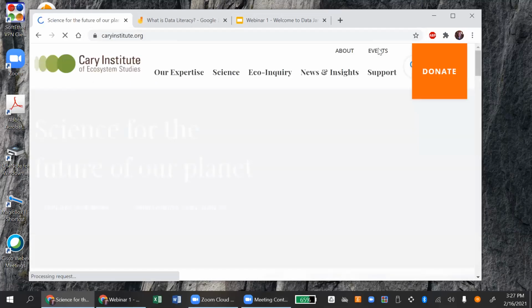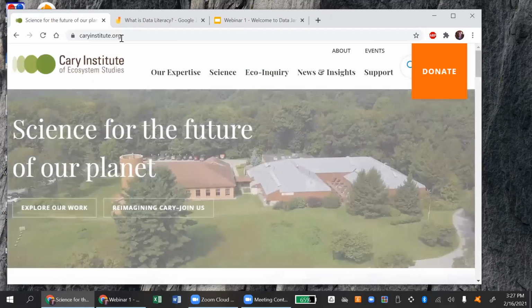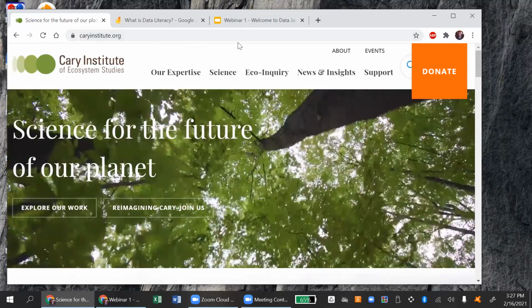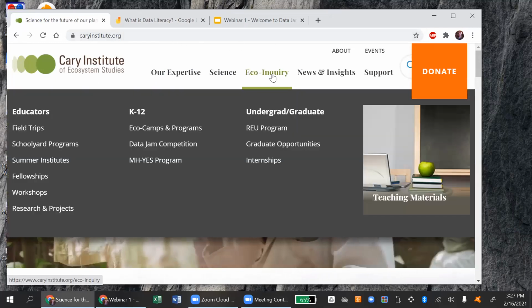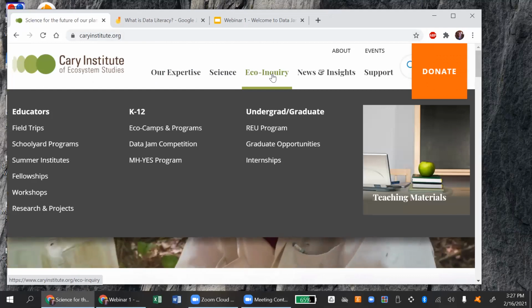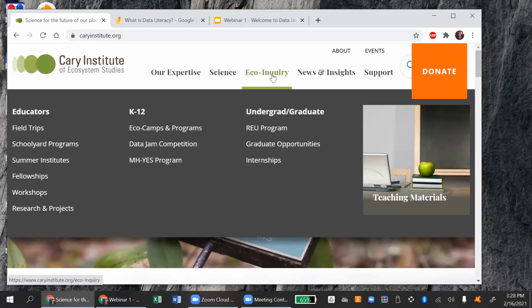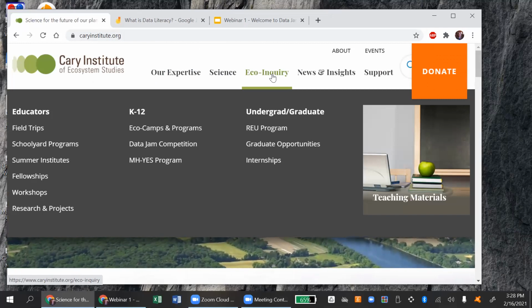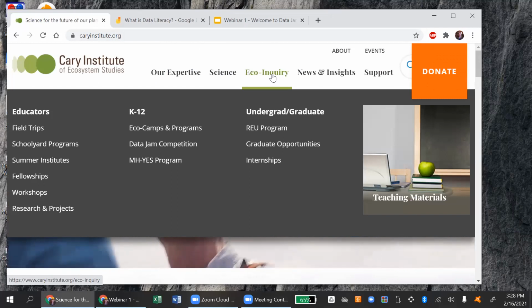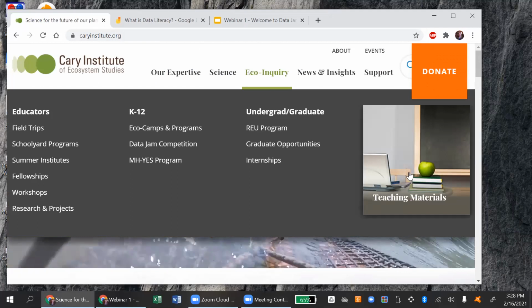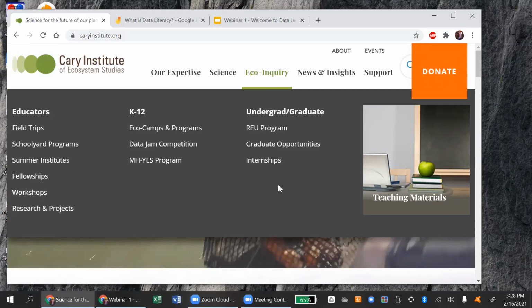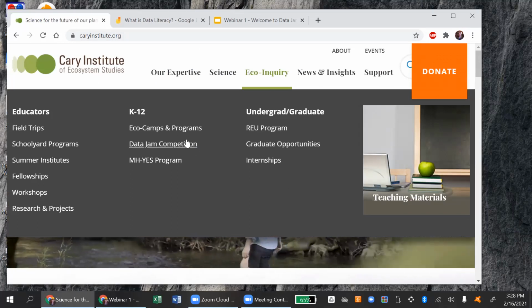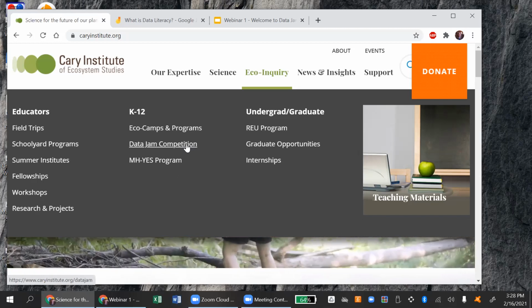Yes. All right. So we're going to go to the Carey Institute website, which is careyinstitute.org. We'll go to Eco Inquiry, and this drop-down menu includes all of the different programming that we do at Carey Institute for K-12 and college. And we also have teaching materials over to the right that you can explore as well. For now, we are going to go to Data Jam Competition.